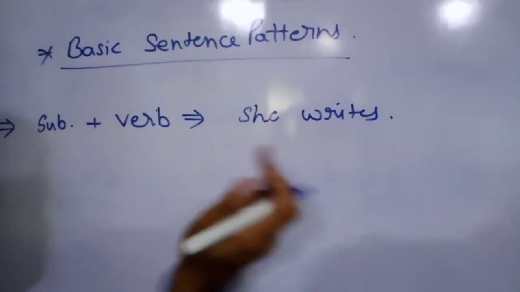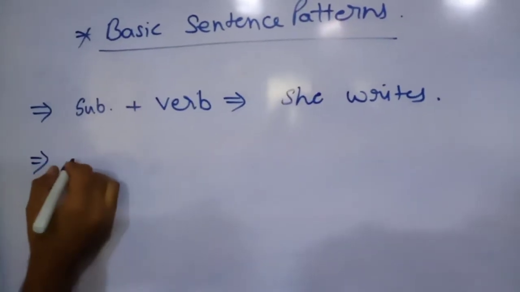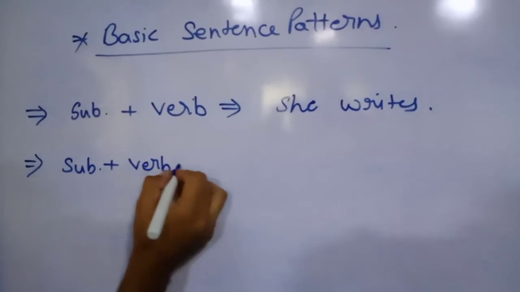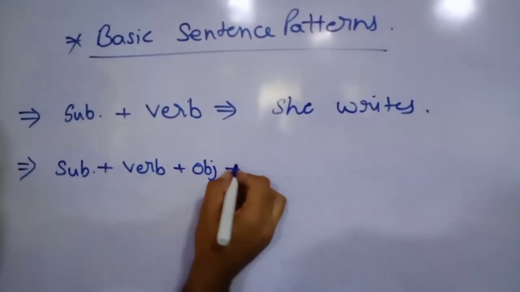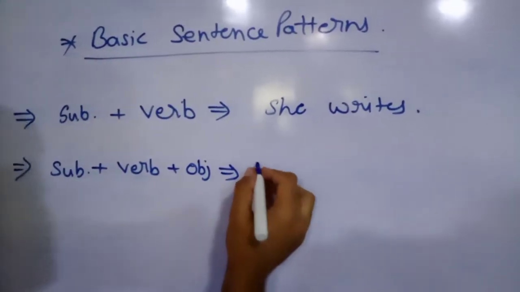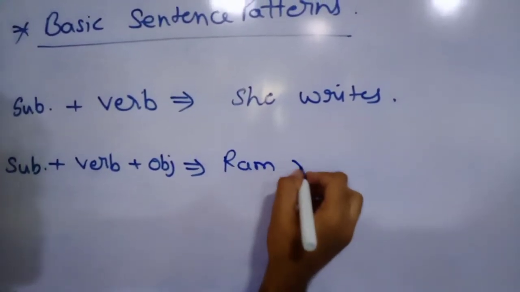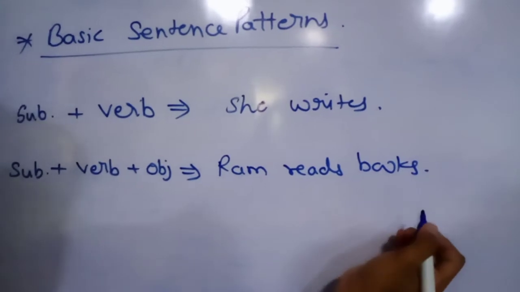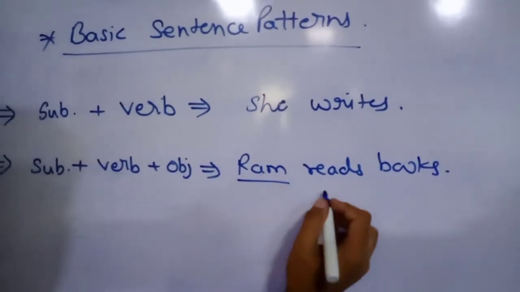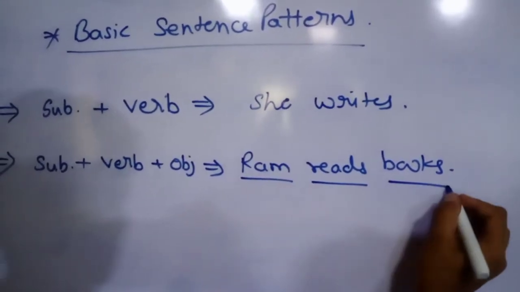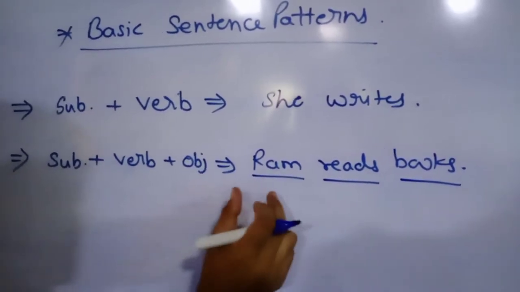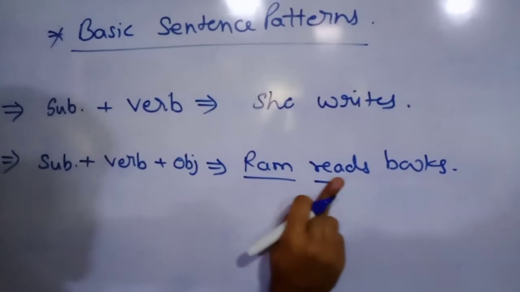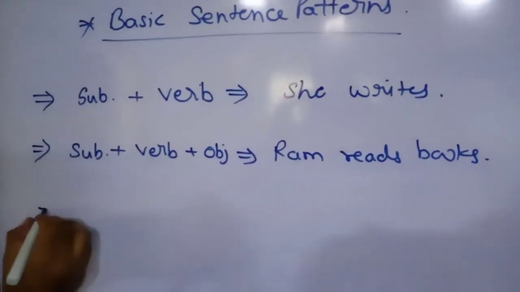She writes. The next one is subject plus verb plus object. So in that, Ram reads books. Here we have subject Ram, verb reads and object books. So this way, subject plus verb plus object. This is the second pattern.